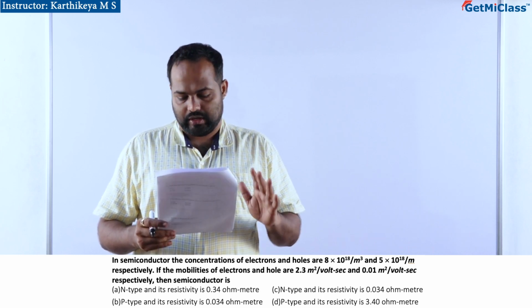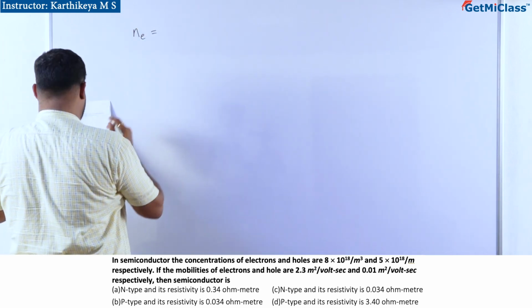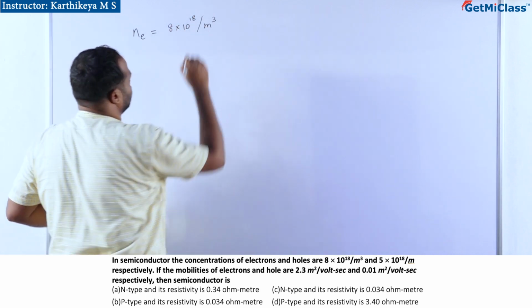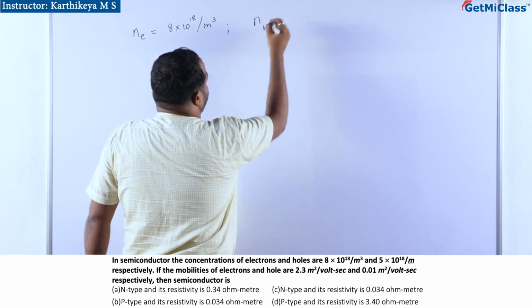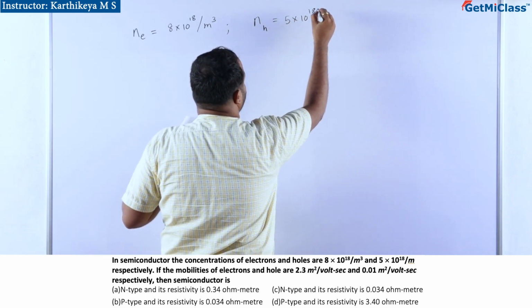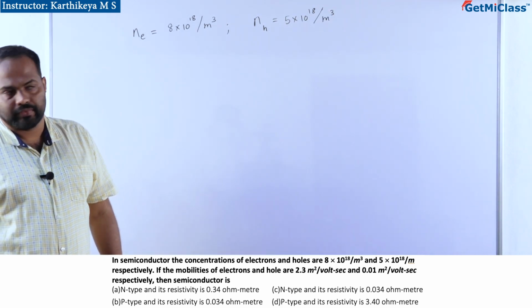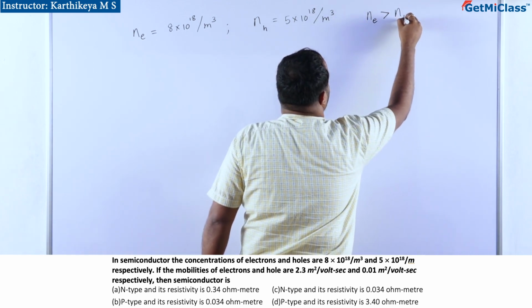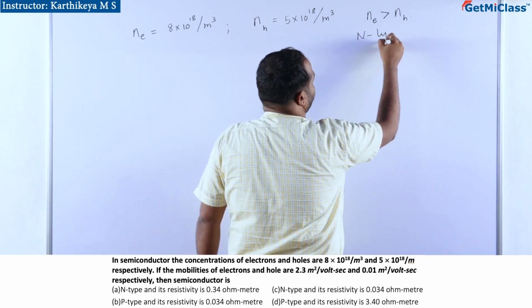electrons and holes. Now if you observe clearly, the number of electrons is 8 into 10 to the power 18 per unit volume, per meter cube. Similarly, the number of holes, N_h I will write, is given as 5 into 10 to the power 18 holes per unit volume or per meter cube. Now clearly we can make out the number of electrons is more than the number of holes. 8, 5, you compare. So the semiconductor is of N type.